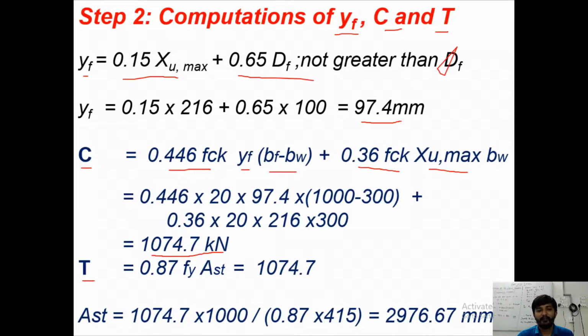So we get our compression value as 1074.7 kilonewton. Similarly, we have a formula for T, which is 0.87 FY AST. So we need to find out T, 0.87 FY AST. Which is 1074 kilonewton, because compression is equal to tension. Right? C is equal to T. So we put this value here, so we can find out the value of AST. So 1074 multiplied by 1000 divided by 0.87 FY into 415. So you get your AST value as 2976.67 mm square.